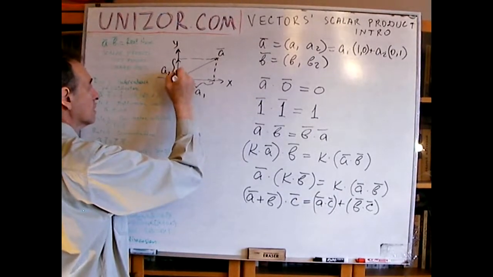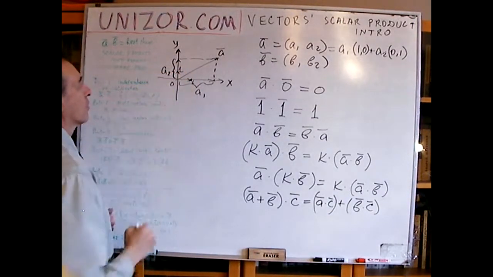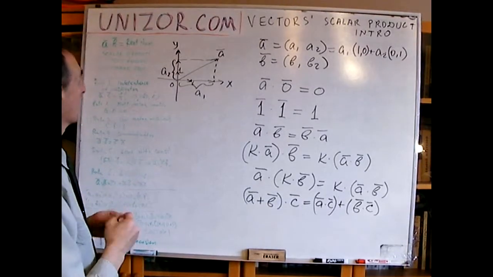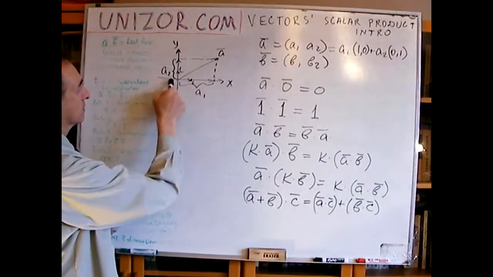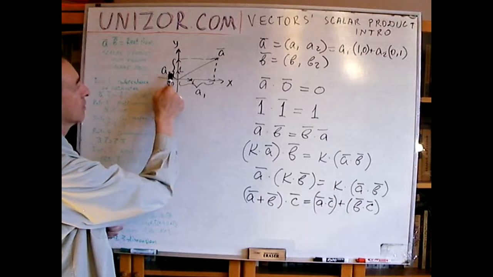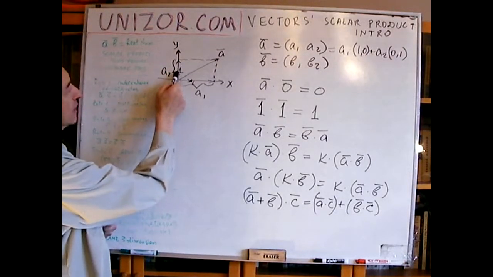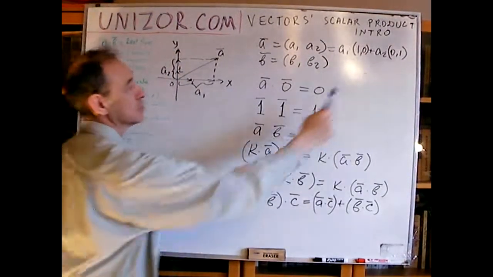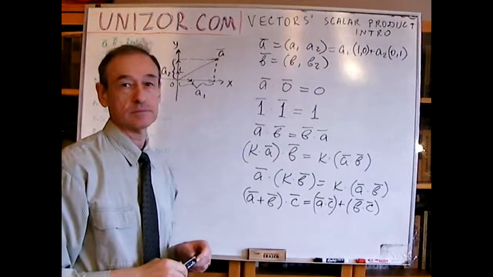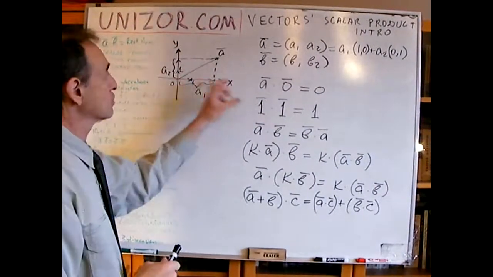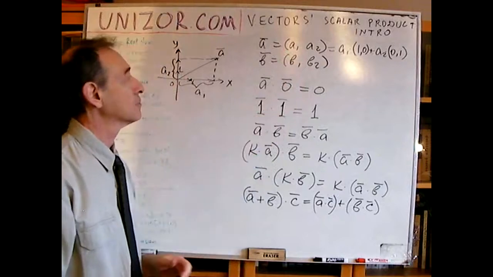Similarly here, the unit vector is here. This is number 1. And this vector is A2 times longer than the unit vector along the y-axis, which is (0, 1). So if I add these two vectors together, I will get my vector A.